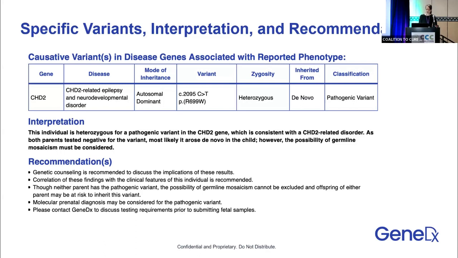Inherited from this report, we know that this was a de novo or brand new change in the patient and not inherited from either parent. And then it's classified as pathogenic or positive. The interpretation section just provides kind of a brief overview of the gene and the condition that it's associated with. And then there's a list of recommendations for the ordering provider to consider next steps.